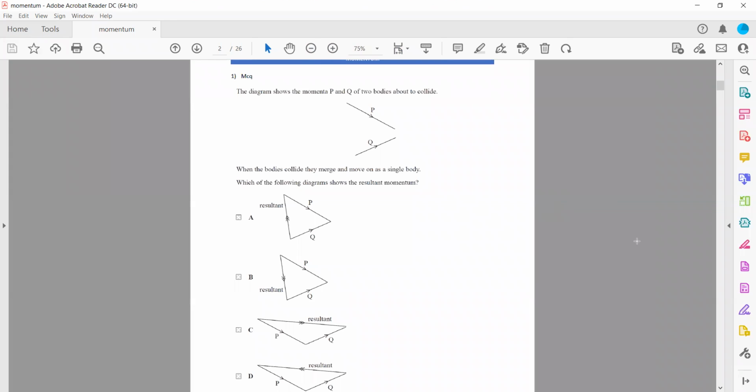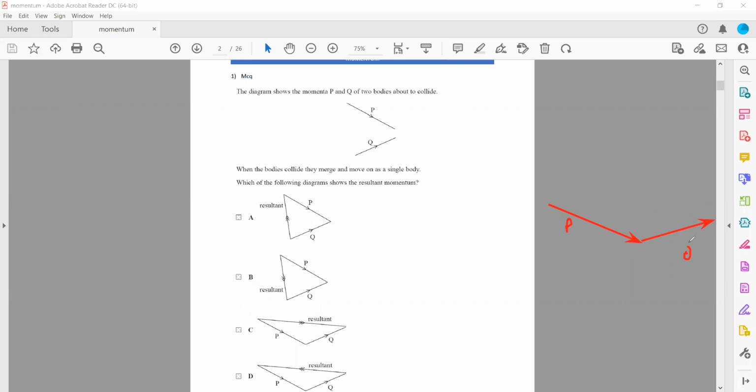So if we add, we have momentum P, then we have momentum Q. So what about the resultant here? How to work out the resultant? The resultant is from the tail of the first to the head of the last. That will be the resultant momentum. So which one does it match when you check, because it should be accurate according to the directions as well. So Q is pointing in this manner.